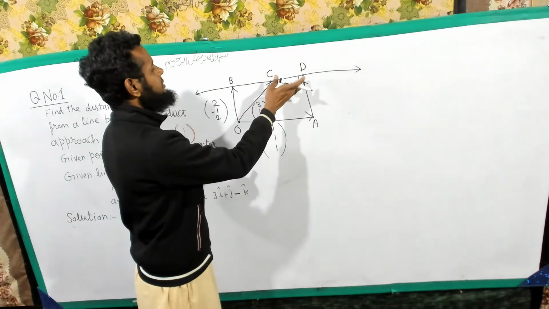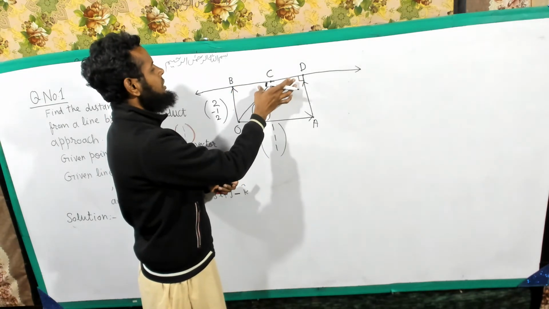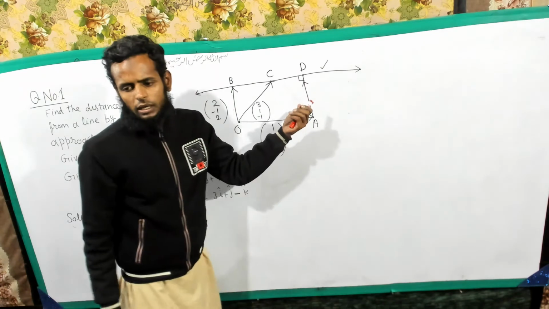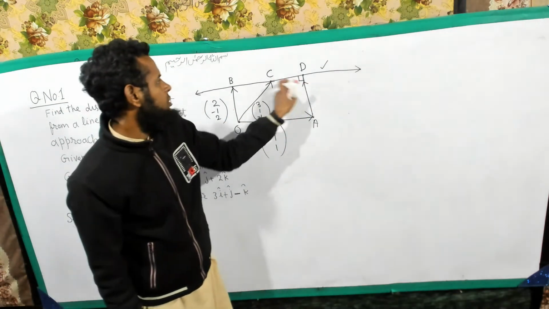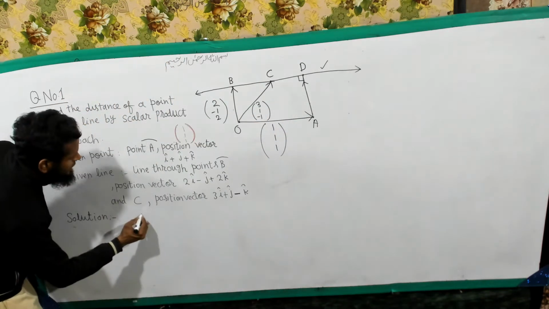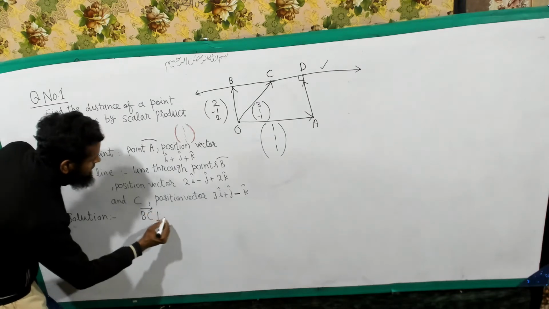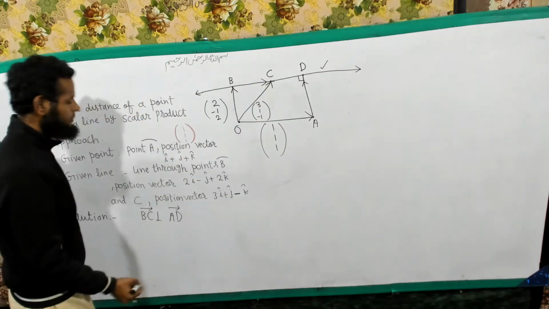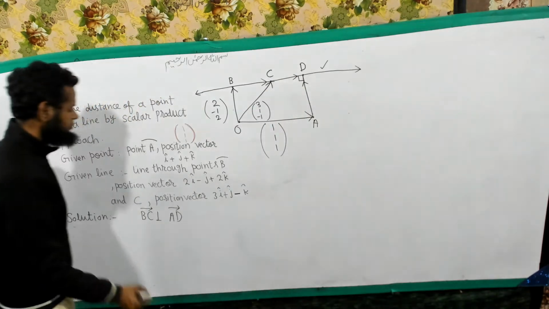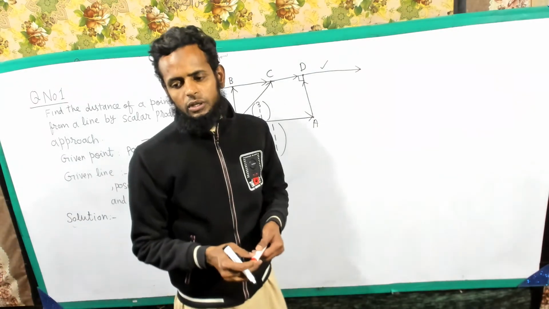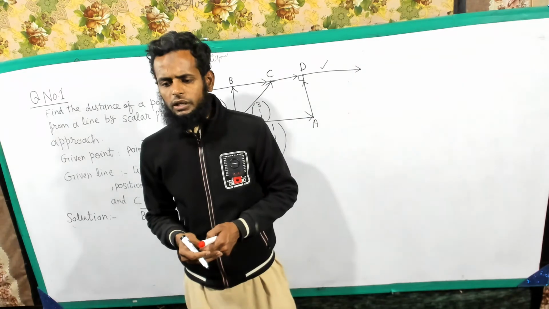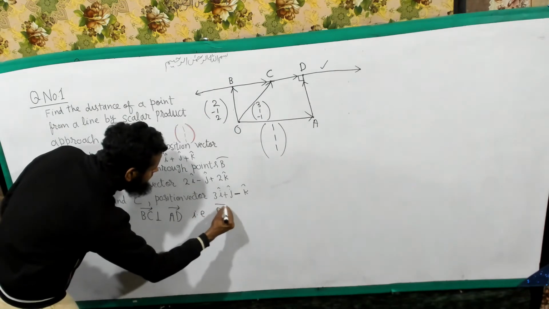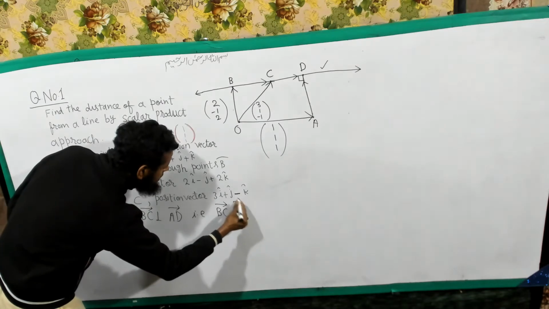As we know that AD is perpendicular, BC is also our line. This line is perpendicular to this, so line segment BC is also perpendicular to AD. So vector BC is perpendicular to AD. Here we make BC and we put an arrow. As we know that if two vectors are perpendicular, then their scalar product is equal to 0. So we can write BC dot AD is equal to 0.